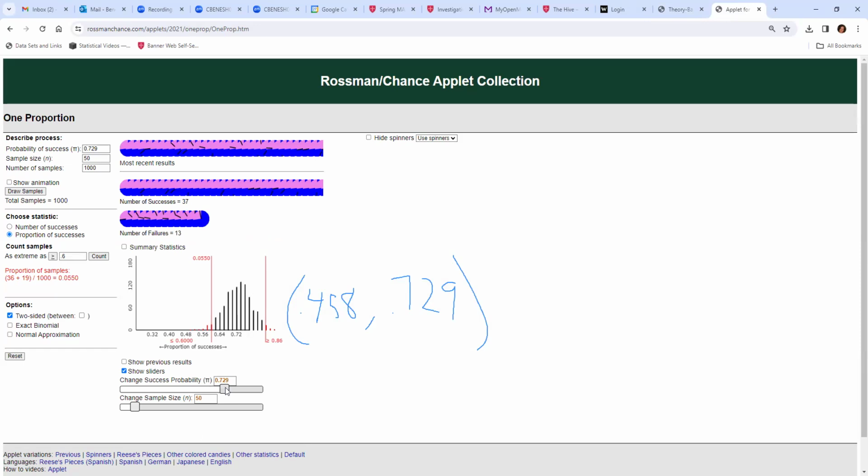Also, these little slider things are not very sensitive. So I had trouble locking in to 0.05. So it's not going to be a perfect match. So those are two different ways you can do that.